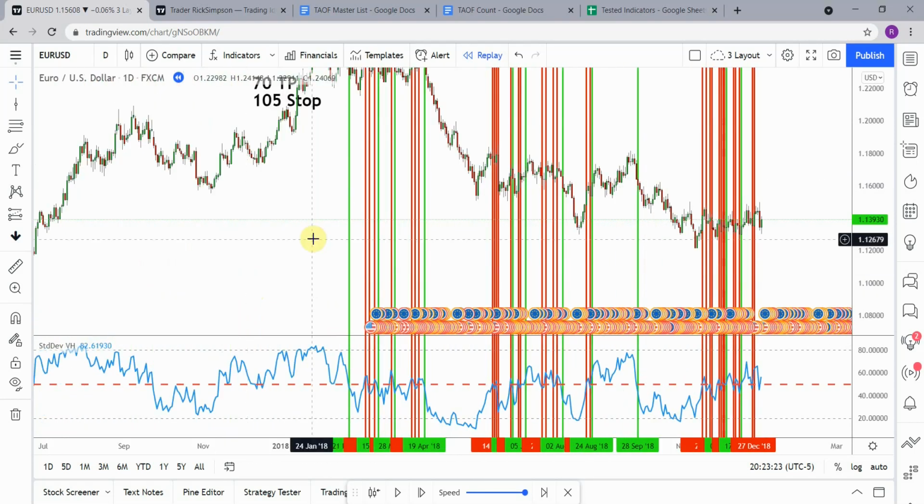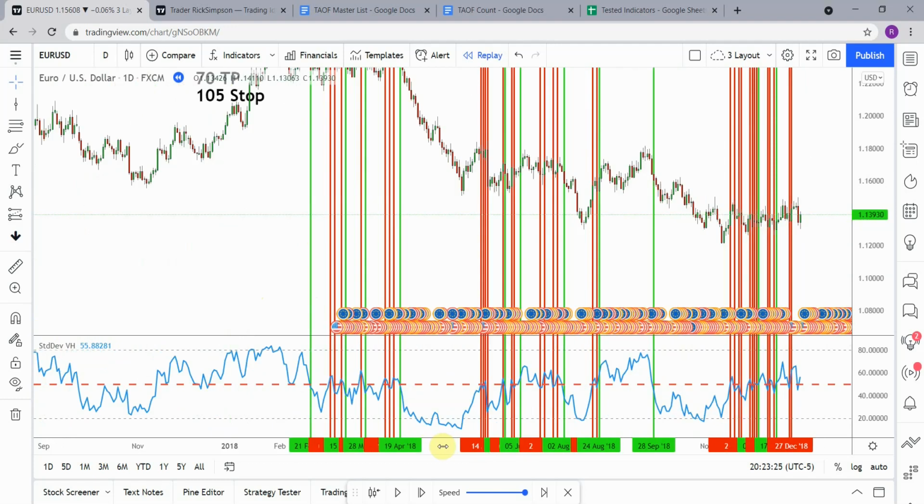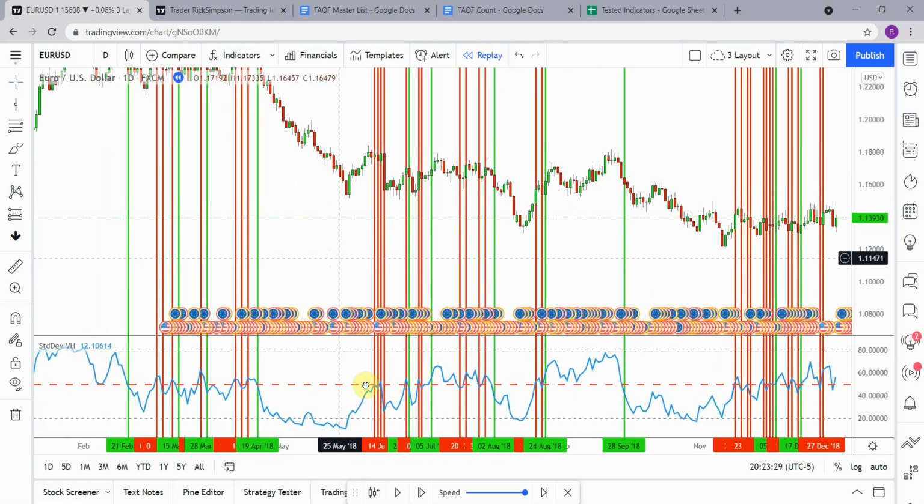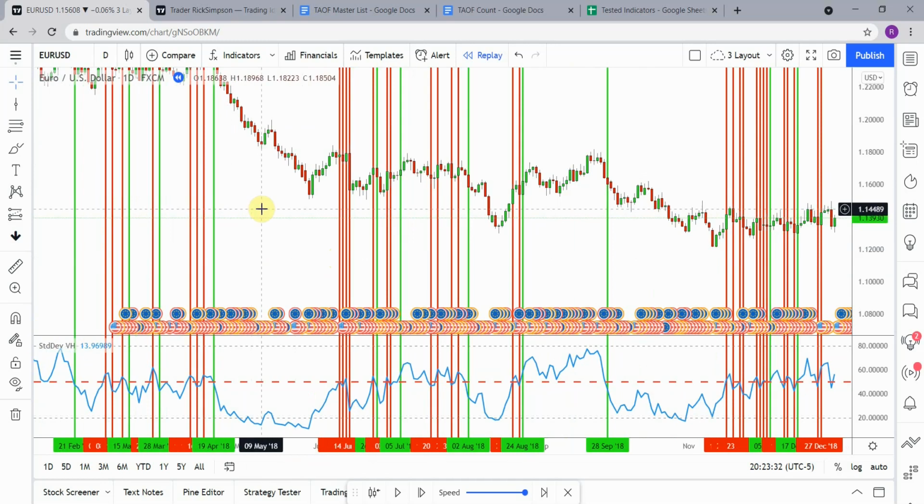All right, so let's take a look at our indicator here, see what we get out of this. Go ahead and count these out, get everything zoomed in here. All right, so let's count these out.